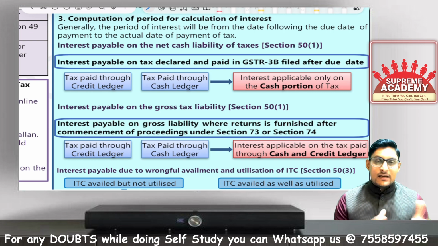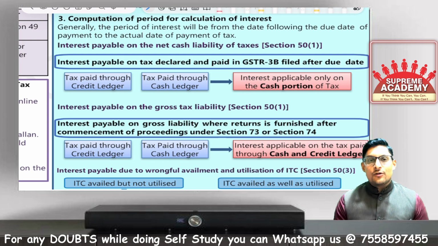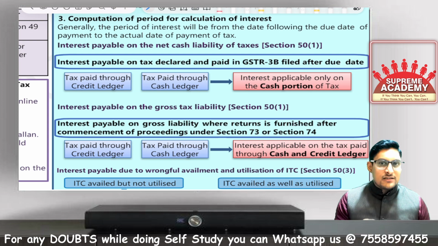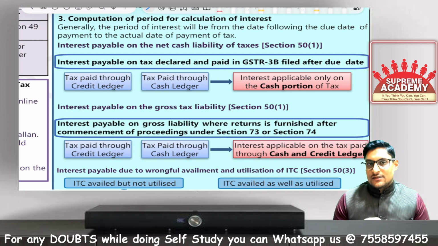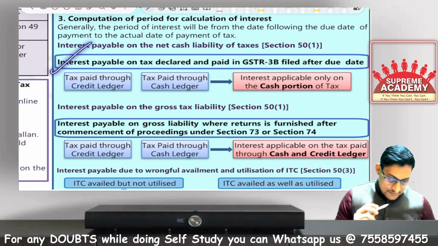It may happen that out of a single amount of 1 lakh rupees, 40,000 you have paid using the credit ledger and 60,000 you have paid using the cash ledger. So on the amount you have paid using the cash ledger, that is 60,000, you are going to calculate the interest in this case.